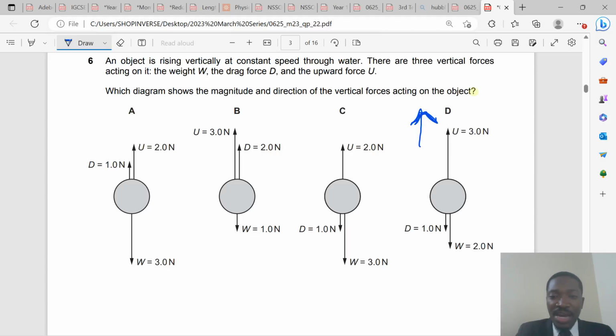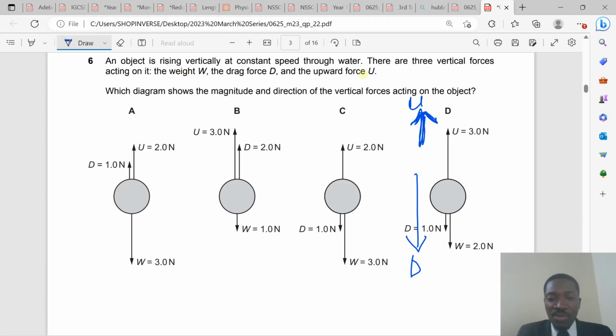And do not forget that drag opposes the direction of motion. That simply means since it is rising upward with an upward force U, and the upward force U is going in this direction, therefore drag will be in the opposite direction. Why? Because drag always opposes motion, okay?